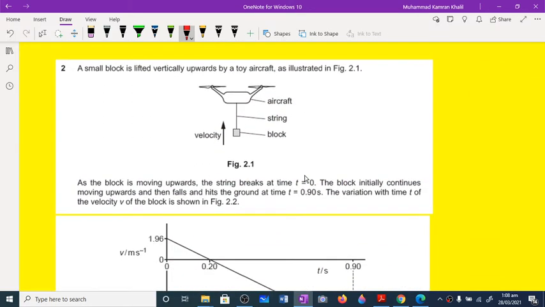Now another question. Question number 2. A small block is lifted vertically upward by a toy aircraft. As illustrated in the diagram, as the block is moving upward, the spring breaks at time t equal to 0. The block initially continues to move in upward direction due to its inertia and then falls and hits the ground at time t equal to 0.9.